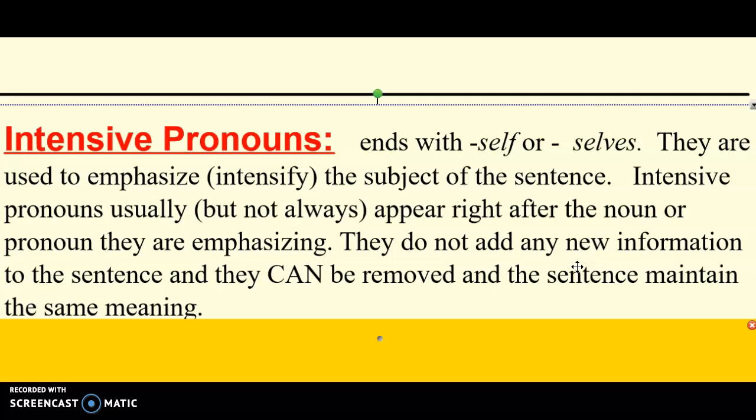If they're not really necessary, okay, we use them to be sort of extra, or to really drive home the point about somebody doing something on their own, maybe. All right. The second clue is that they can be removed from the sentence, and the sentence will maintain the same meaning. Okay, so you could take it out and the sentence will mean the exact same thing that it meant if it was in the sentence. All right, so that's really important, and we'll go over some examples of that.